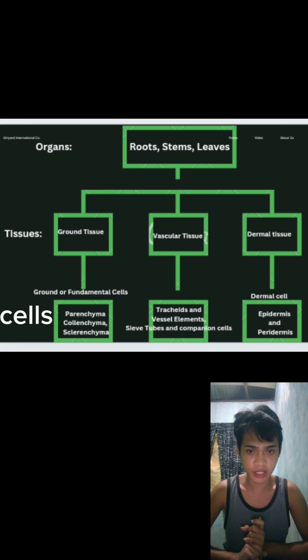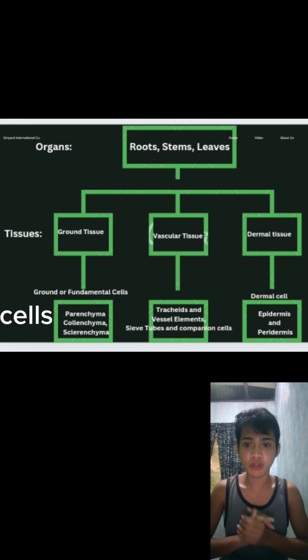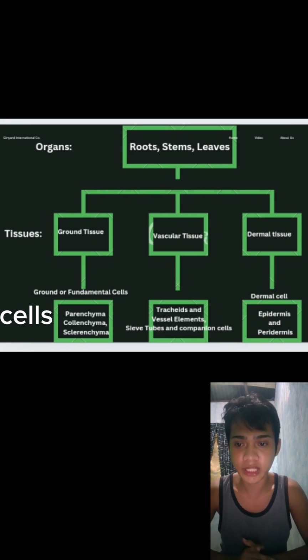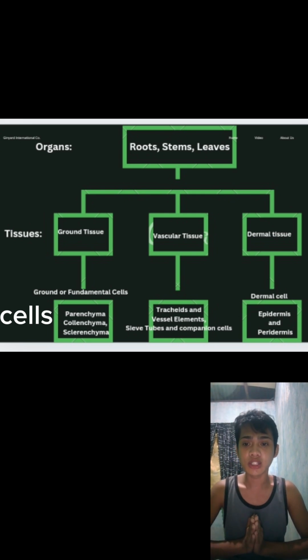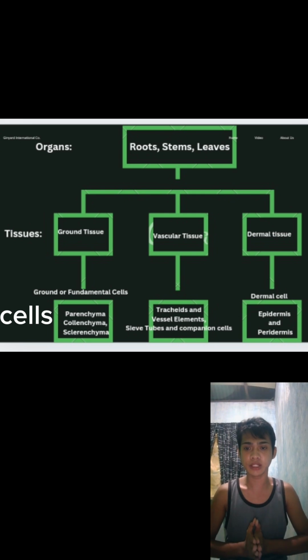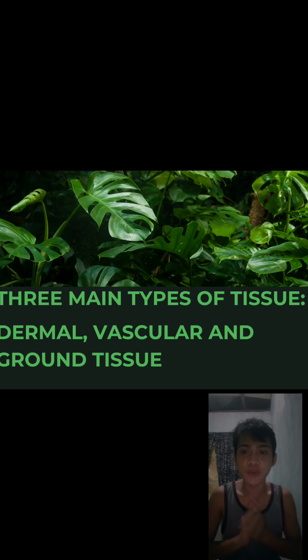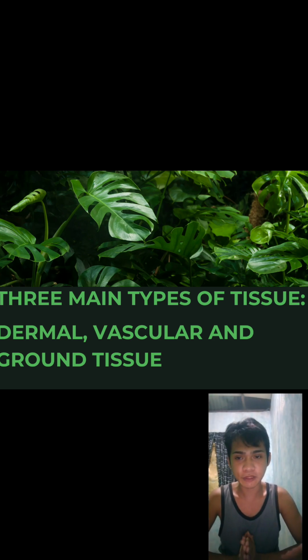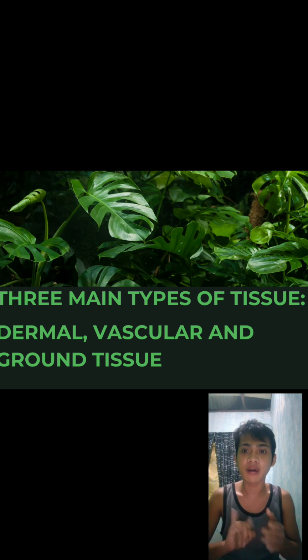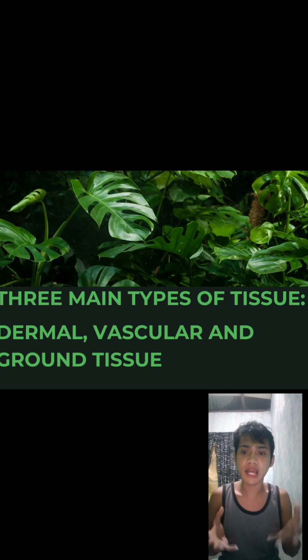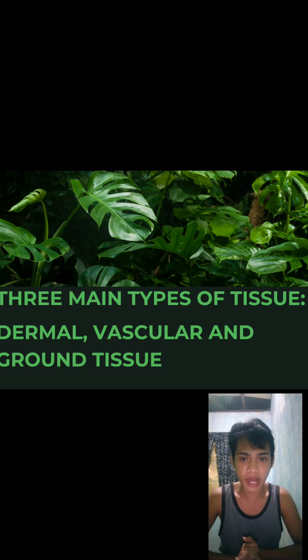First is the ground tissue cells. It includes parenchyma, collenchyma, and sclerenchyma cells. Second is the vascular tissue cells. It includes tracheids, vessel elements, sieve tubes, and companion cells. And last is the dermal tissue cells. It includes epidermis and periderm cells. Next, we're going to explore the 3 main types of tissues: the dermal, vascular, and ground tissues. These tissues work together to help plants survive and thrive.